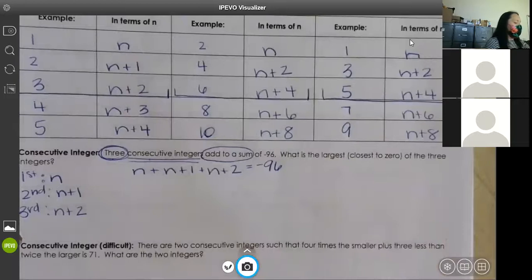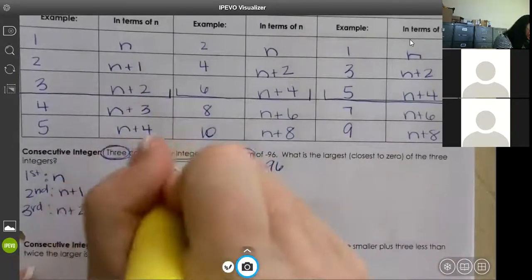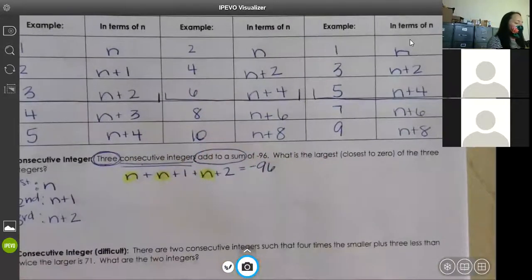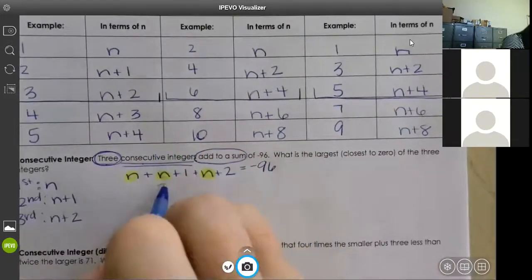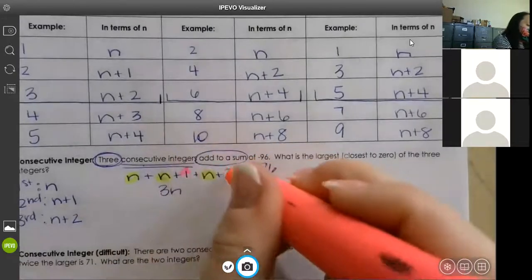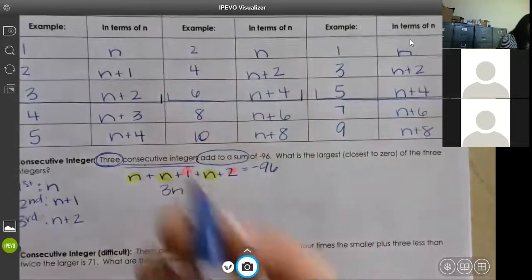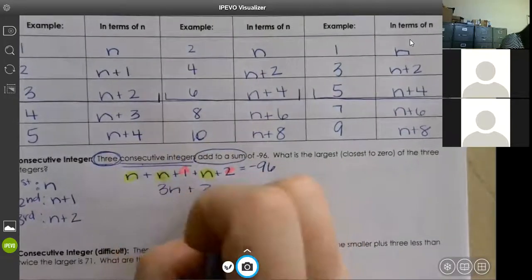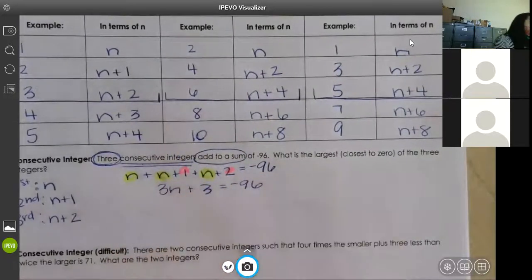Okay. So we're going to do the same thing we did on the perimeter. We're going to find all of our n's. How many n's are there? 3 n's. We're going to add our numbers. What is 1 plus 2? And they should equal negative 96. Again, if you guys need calculators, please use them.